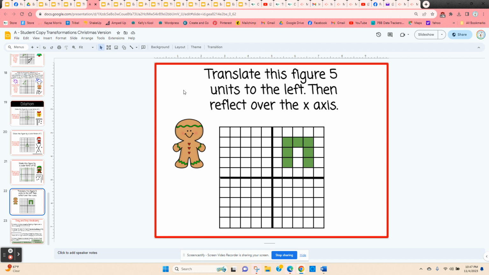Now we have a figure, we're going to use 2 different transformations on the same figure. So they're going to translate this figure 5 units to the left, and then they're going to reflect it over the x-axis.